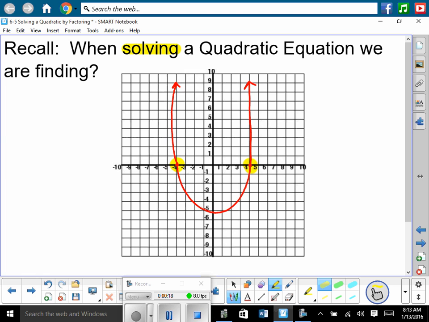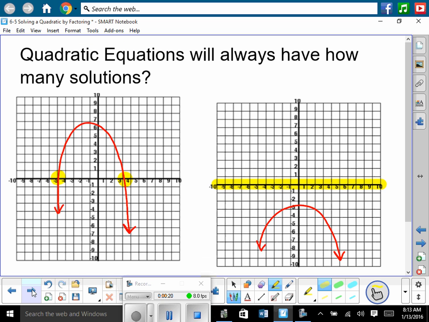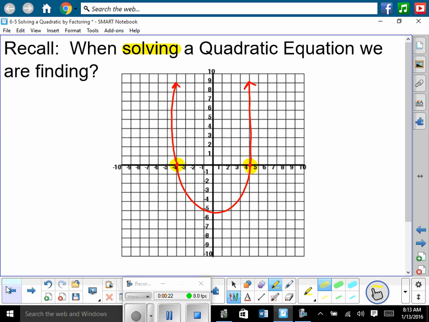Can anyone remember what else we call them? X-intercepts or what? Zeros. That's another word. So good. Another word for x-intercepts are zeros. Another word, I don't think I said this yesterday. They're called roots as well.